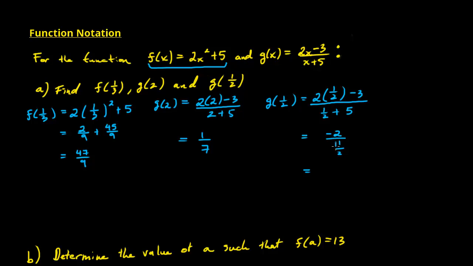Division by 11 over 2 is the same thing as multiplication by the reciprocal of 11 over 2. So I actually get negative 2 times 2 over 11. Negative 2 times 2 is negative 4, and I really can think about this as 2 over 1. 1 times 11 is just 11.